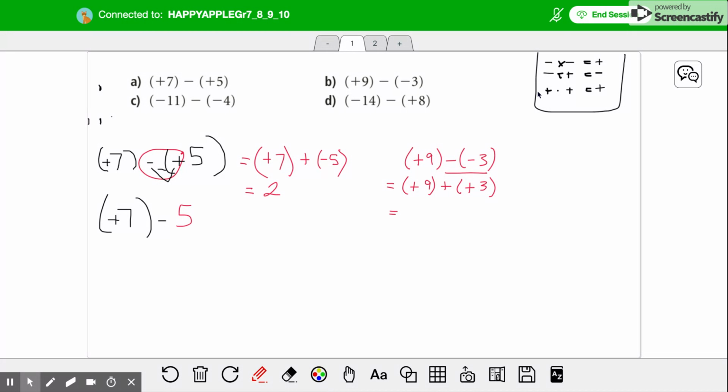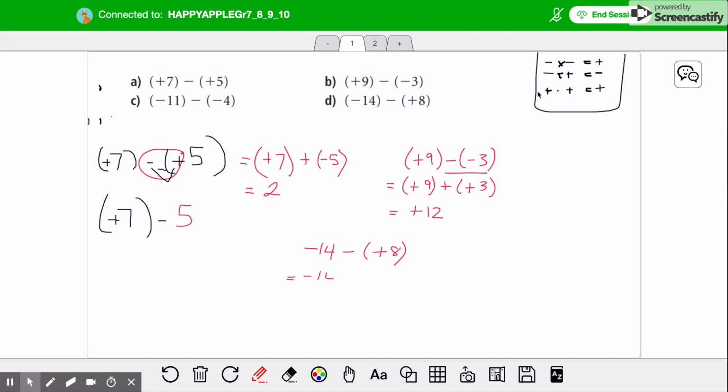Okay, so this is another way of doing it. The way I showed you before is a way of doing it. This is another way of doing it, and it depends on what best suits the way your teacher is explaining it. But then what would you get here? +9 plus 3. +12. Right. Okay, so if I had -14 minus +8, using the same way, what would I rewrite that as?